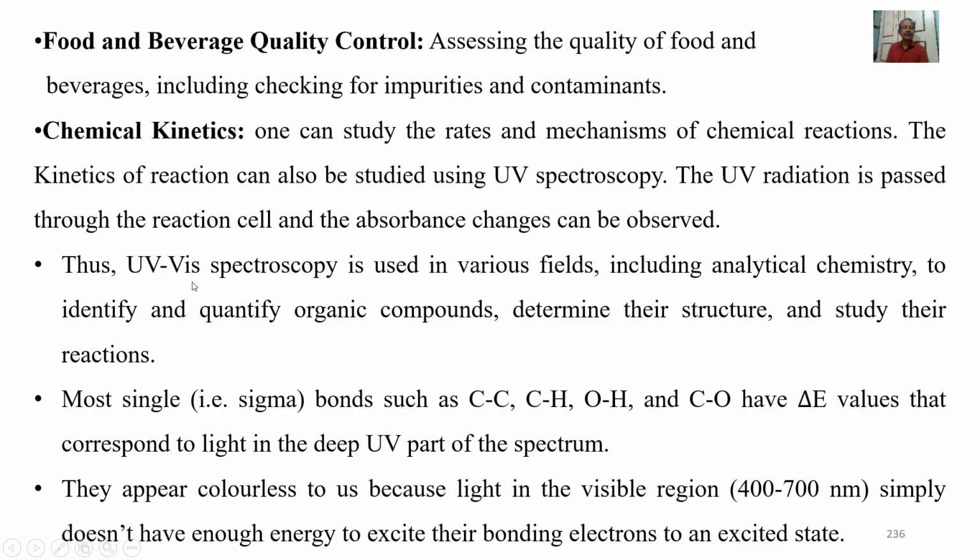Thus, UV spectroscopy is used in various fields, including analytical chemistry, to identify and quantify organic compounds, determine the structure, and study their reactions. Most single bonds, like sigma bonds, such as C-C, C-H, O-H, and C-O, have delta E values that correspond to light in the deep UV part of the spectrum. They appear colorless to us because light in the visible region, 400 to 700 nanometers, simply does not have enough energy to excite their bonding electrons to an excited state.